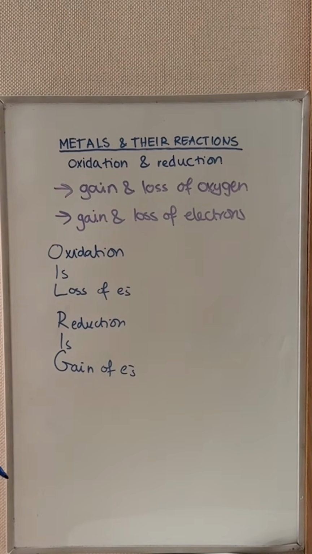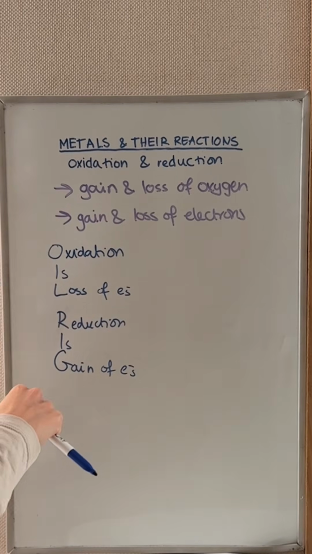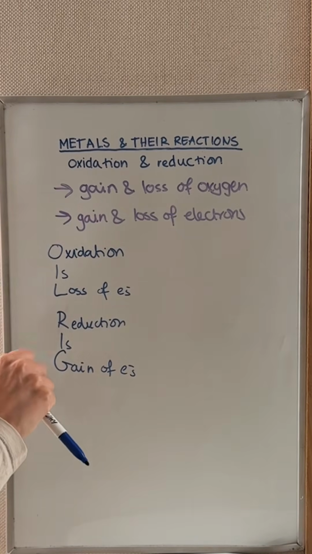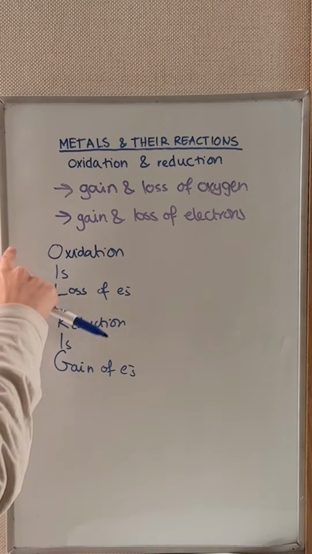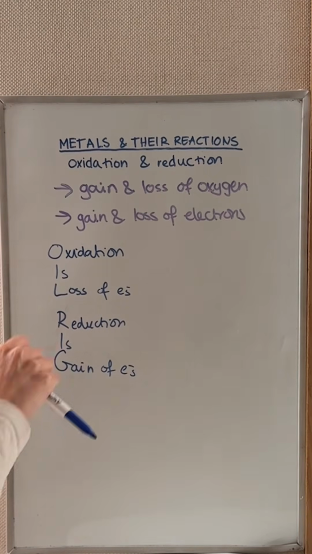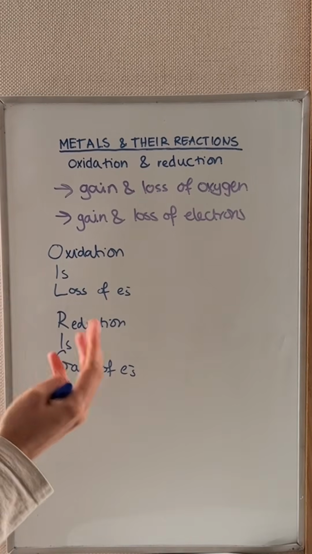So in the last video, we had a look at the definition of oxidation and reduction in terms of gain and loss of electrons, where I showed you guys how you can remember the definition by remembering this term OIL RIG, where it stands for oxidation is loss of electrons and reduction is gain of electrons.